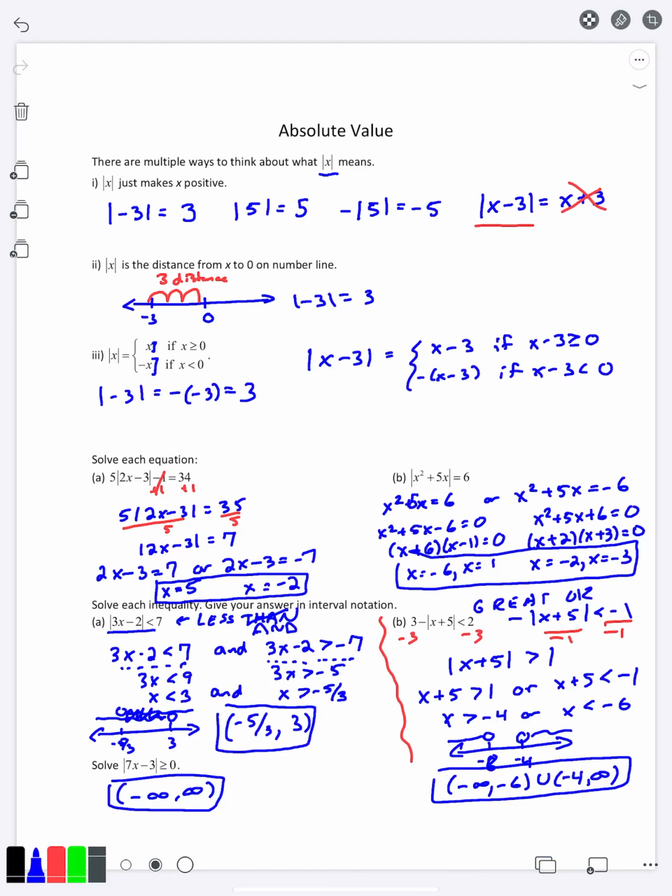Now if you don't like that, again, you can go through the same way we just did over here. And you look at your number line, you're going to see that every single number is shaded. Therefore, the answer is negative infinity to positive infinity.